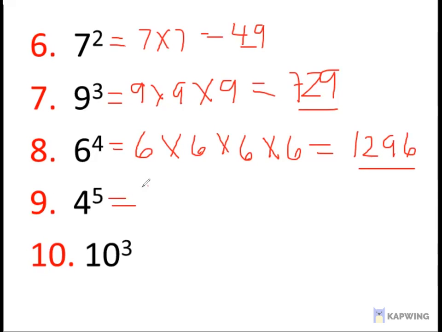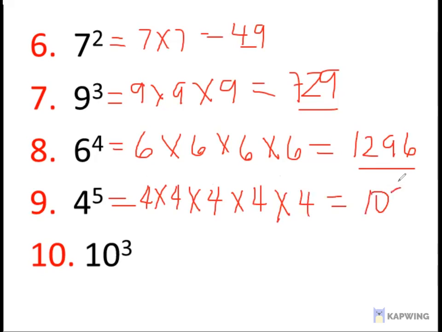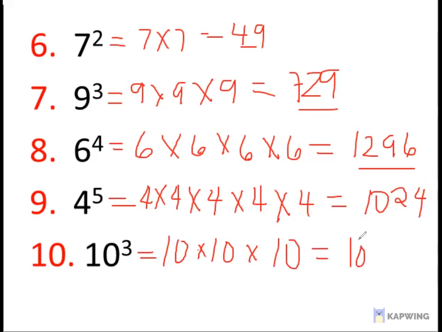Next, so we have 4 to the 5th. So, 5 beses na 4. 4 times 4 times 4 times 4 times 4. So, an answer for that is 1,024. And of course, we have 10 cube o tatlong beses i-multiply si 10. So, 10 times 10 times 10, which is equal to 1,000.